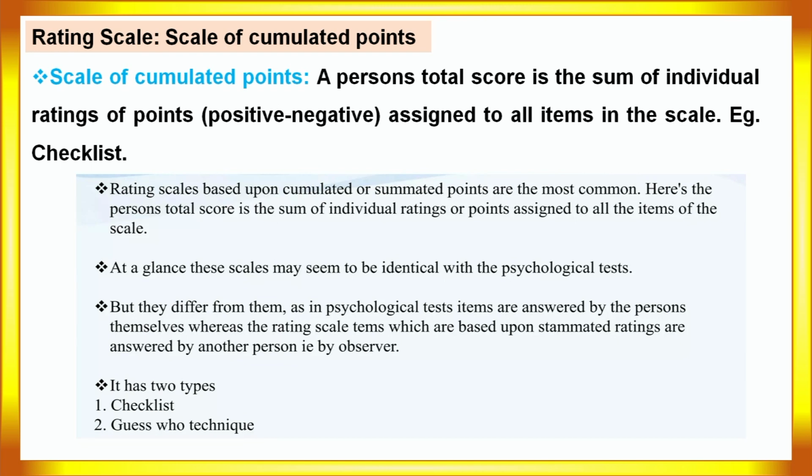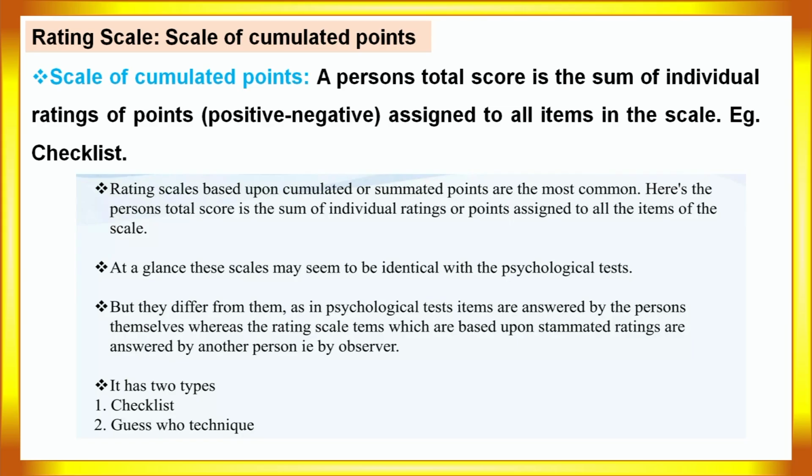So, it will be more clear if I provide an example. One of the most commonly used techniques in the case of scale of cumulated points in research is the use of the checklist, or the behavioral checklist, where a person's behavior is rated or presented by a number of adjectives. Like if I want to talk about the behavior of a particular employee, I can express his behavior in terms of a number of traits, like truthful, prompt, proactive, visionary.